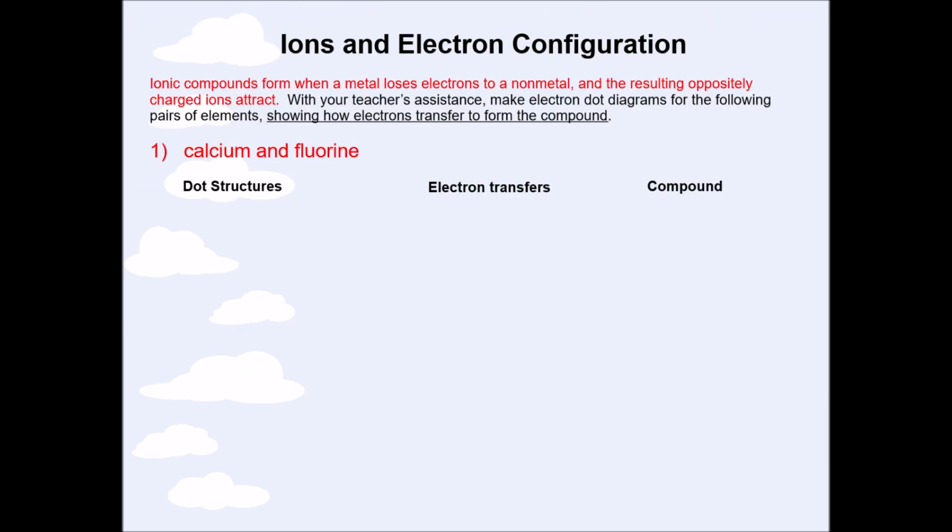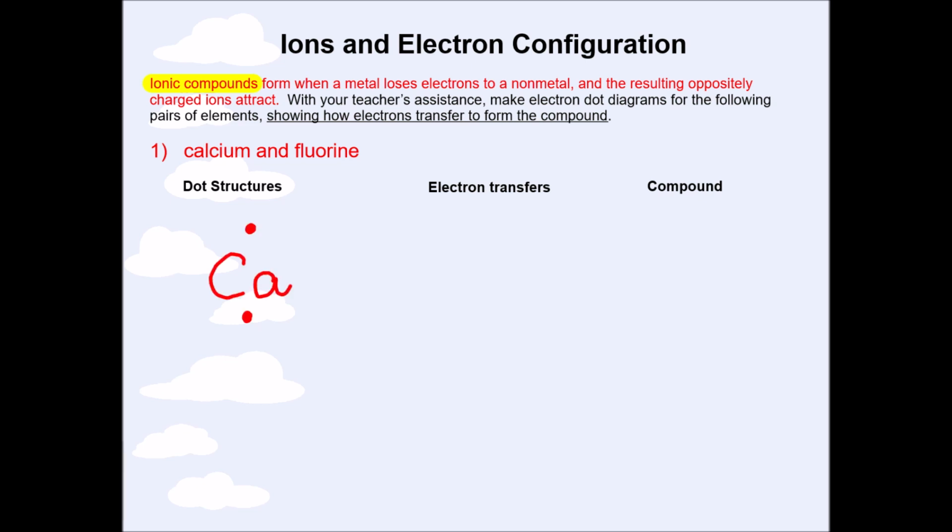Now we're going to put our skills together to illustrate what happens when atoms become ions. Ionic compounds form when a metal loses electrons to a nonmetal, and the resulting oppositely charged ions attract. With your teacher's assistance, make electron dot diagrams for the following pairs of elements, showing how their electrons transfer to form the compound. Our first example involves calcium, which is a metal, and fluorine, which is a nonmetal.